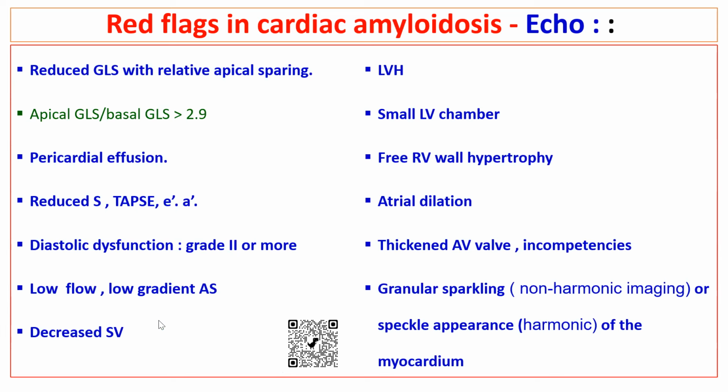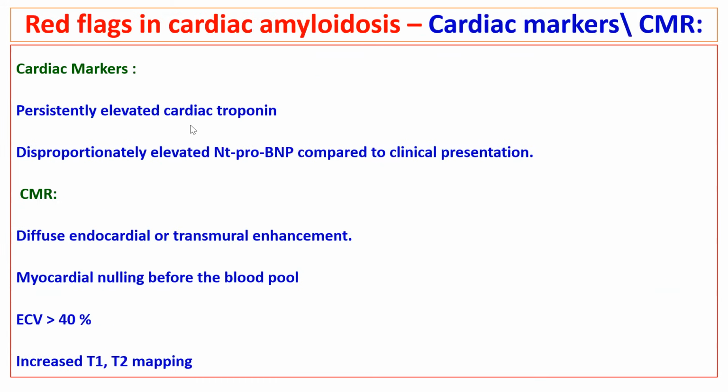The decreased volume will be more apparent in the earlier stage of cardiac amyloidosis, before the reduction in ejection fraction. Also, we can see RV free wall hypertrophy, atrial dilation, thickened AV valves, and AV valve regurgitation, and granular sparkling in non-harmonic imaging or speckle appearance in harmonic images of the myocardium. The cardiac markers may show persistently elevated cardiac troponin and disproportionately elevated NT-proBNP compared to the clinical presentation. CMR may show diffuse subendocardial or transmural enhancement, myocardial nulling before the blood pool, and extracellular volume more than 40%, and increased T1 and T2 mapping.